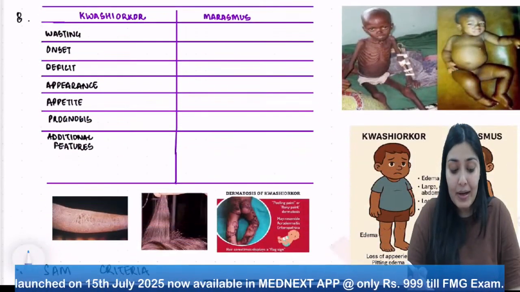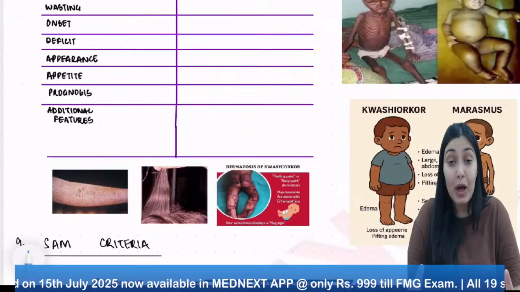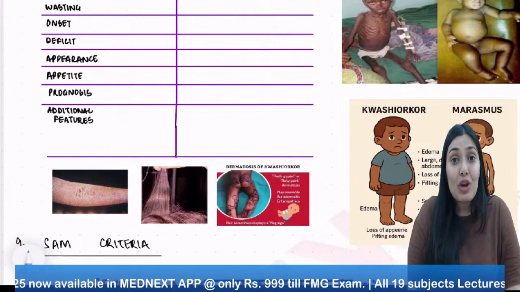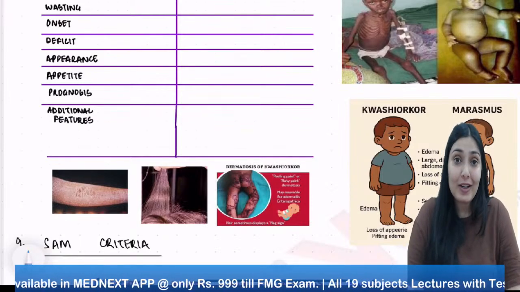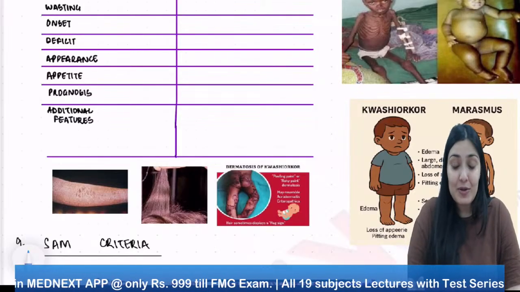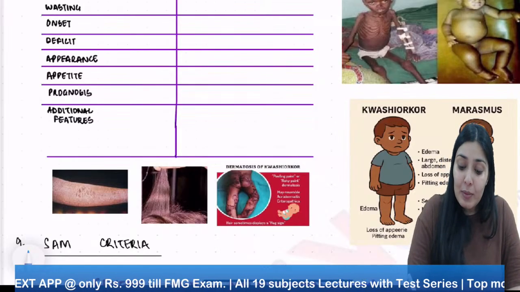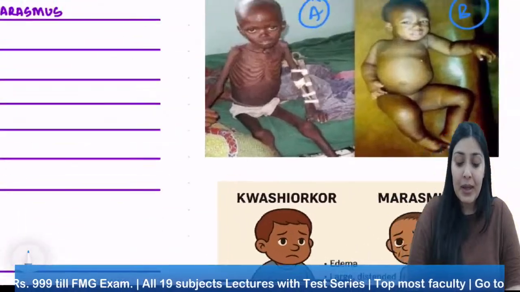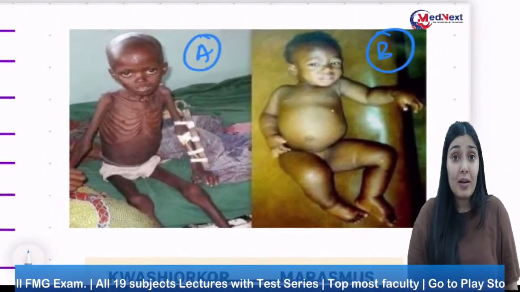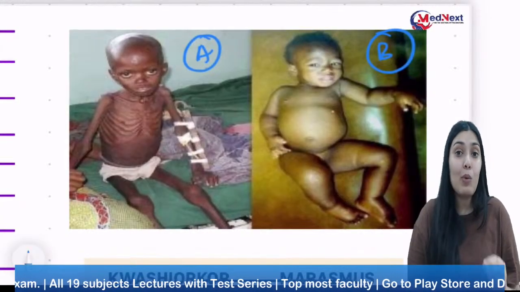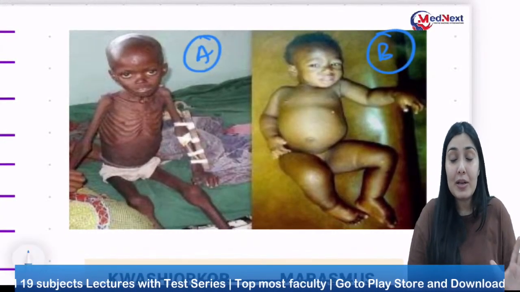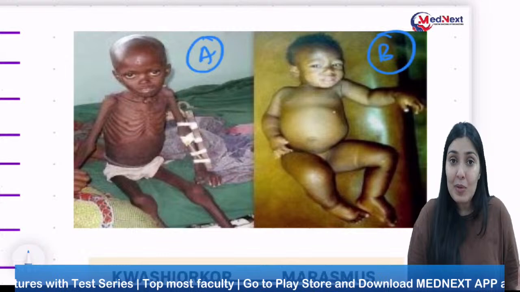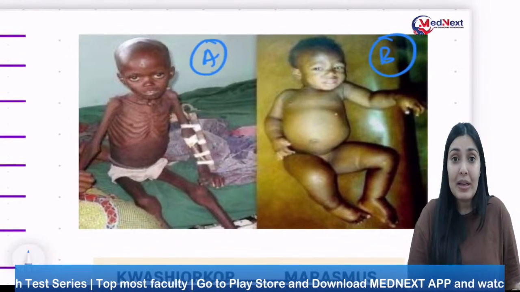Moving to the next topic, a very important topic, malnutrition. And in malnutrition, an even more important one, the extreme forms of malnutrition, that is kwashiorkor and marasmus. Kwashiorkor and marasmus, right? Very easy topic. So look at baby A, look at baby B, right? Baby A looking very emaciated, skin and bones baby, as if the fat has been destroyed over here. And look at baby B, very edematous baby, very lethargic lying baby, right?